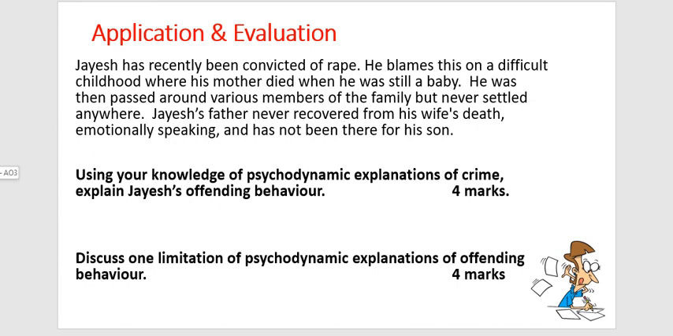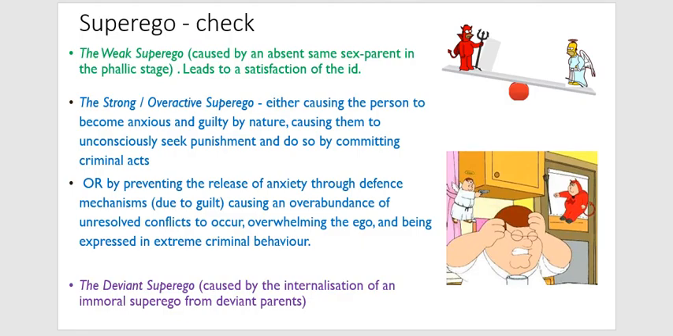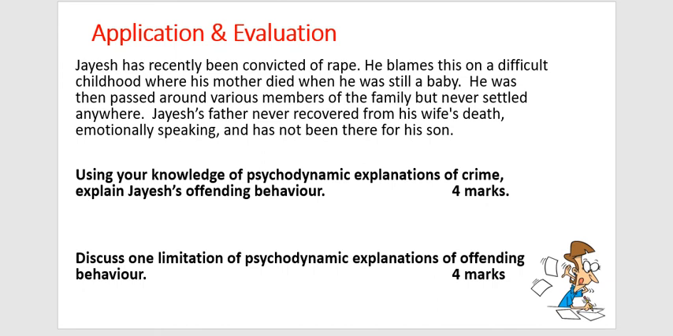Okay, so if we go back and we have a look at the superego here, okay, perhaps his superego caused by an absence of the same-sex parent in the phallic stage leads to a satisfaction of the id, so perhaps he has a weak superego because his dad was never there for him, and therefore his id is the primary focus for him, immediate gratification, which leads to offending behaviour. Okay, so there's lots of different explanations. Make sure that you can answer that question, jot down some answers.